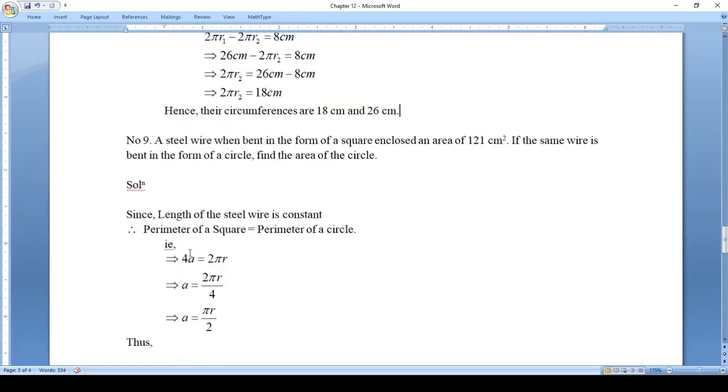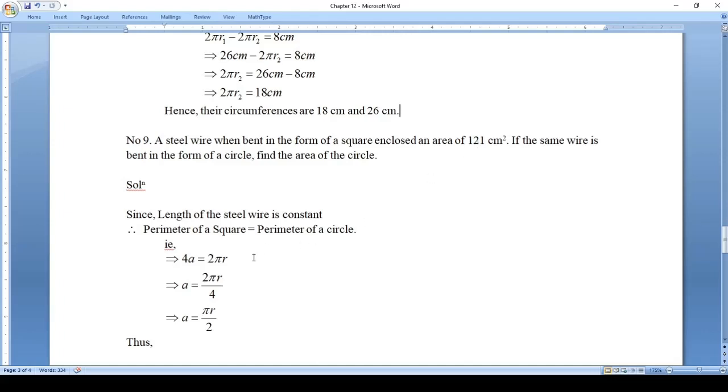Now from here, 4A is equal to 2 pi r. A will be 2 pi r by 4, cancelling 2 with 4, 2 with 4 will go with 2. We'll have A equal to pi r by 2. Okay, A is pi r by 2. Now the side is pi r by 2, but the area is 121. What is the area of a square? Area of a square is A square, side multiplied by side, A multiply A.